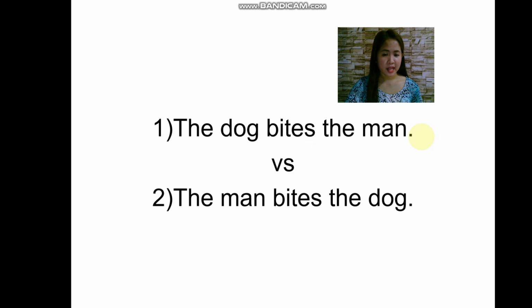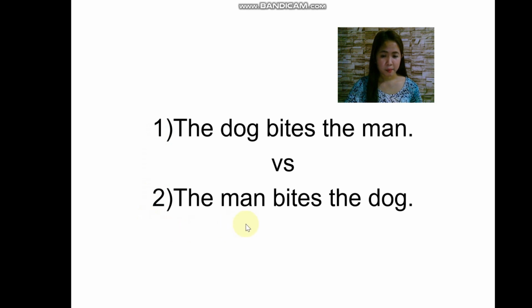If we try to evaluate the meaning of this sentence, the verb bites has a relationship with its subject, dog. This means that this sentence is semantically correct. Again, the first sentence is syntactically correct and at the same time semantically correct. Now let's have the second example.